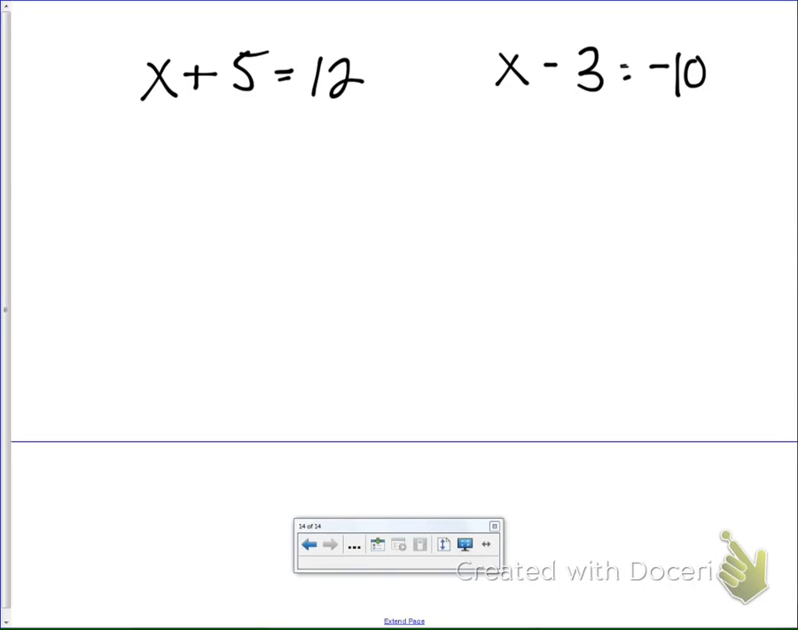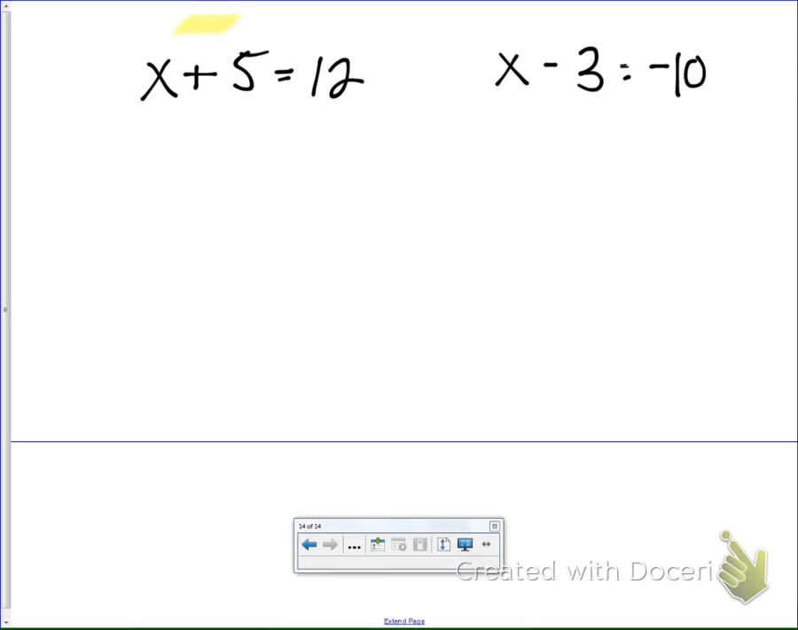Okay, so today I want to talk real quick about solving one-step equations, but we're only going to look specifically at solving them with an addition or a subtraction problem. So we'll save multiplying and dividing for later. So first thing I want to look at is this problem right over here. We have x plus 5 equals 12.